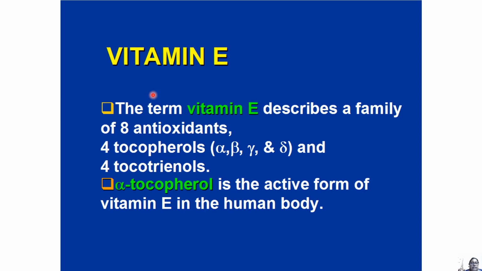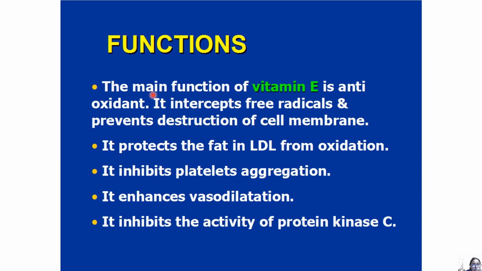Vitamin E describes a family of 8 antioxidants, 4 tocopherols and 4 tocotrienols. So alpha tocopherol is the active form of vitamin E in the human body. Okay, and the 4 tocopherols will be alpha, beta, gamma and delta. So the main function of vitamin E is antioxidant. It intercepts free radicals and prevents destruction of cell membrane.